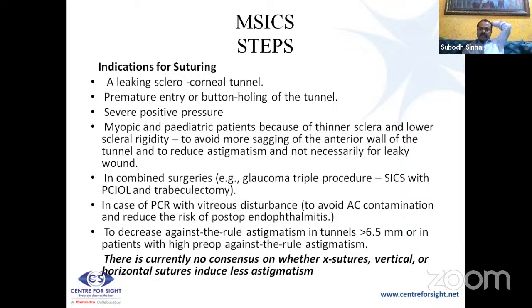because they have thinner sclera and lower scleral rigidity. Combined surgeries, obviously you do suturing. In case of PCR or vitreous disturbance, it's always safer to do suturing. And if you have a bigger tunnel, suppose you have done a superior tunnel and the patient is already having high against the rule astigmatism, it's better to suture so that the surgically induced astigmatism is taken care of.